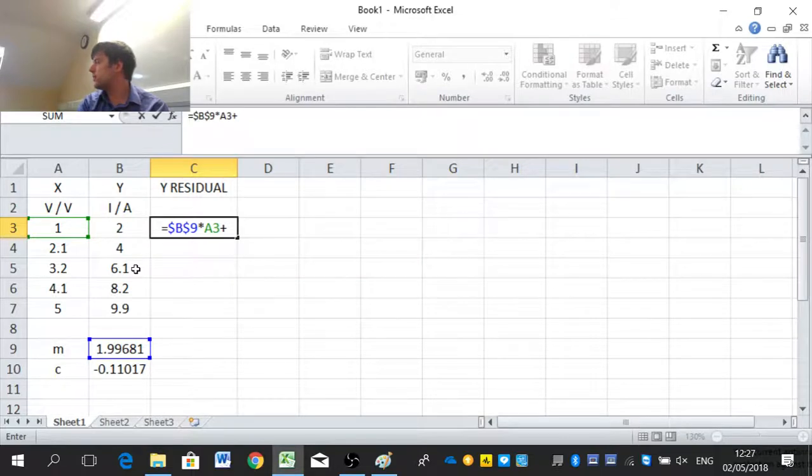Plus c. And what location is c? B10. Yeah. But don't forget $B$10 because it's a constant. So it's $B$9 times A3 plus $B$10.